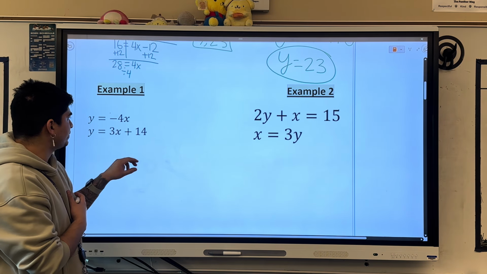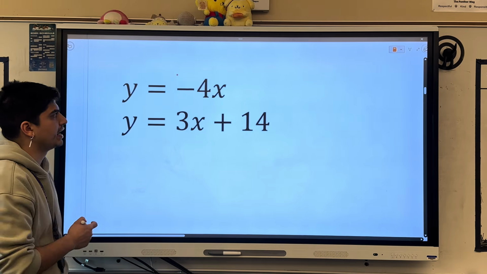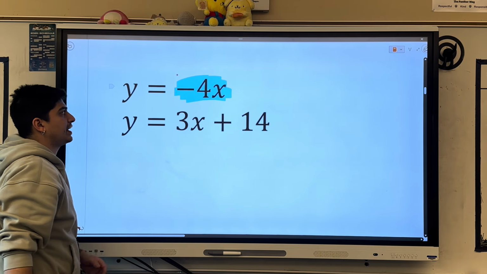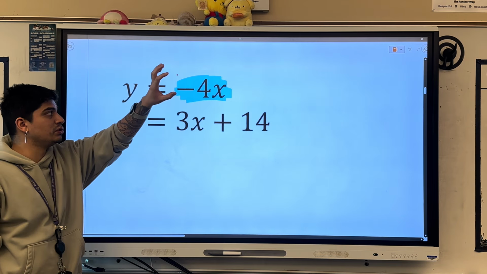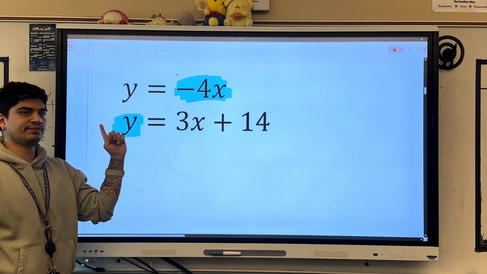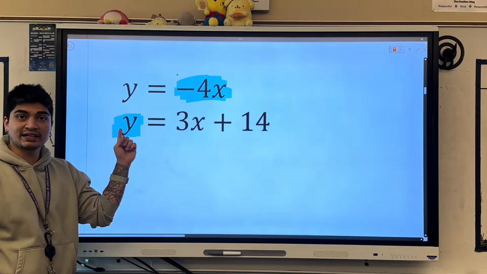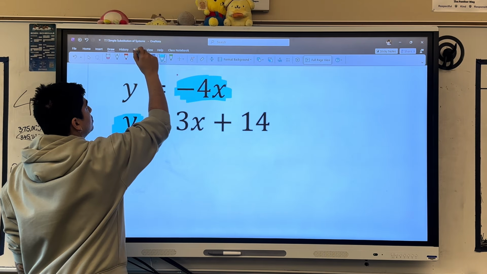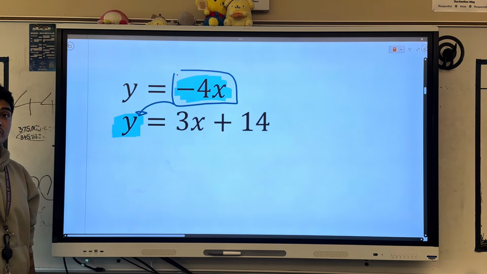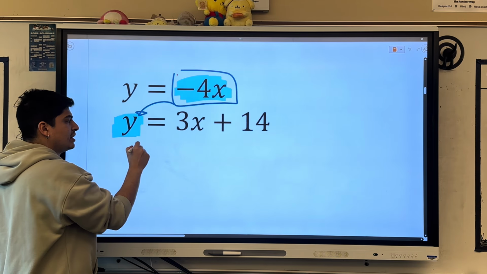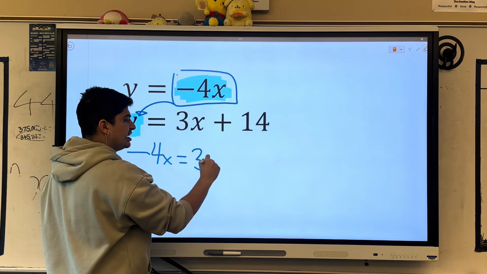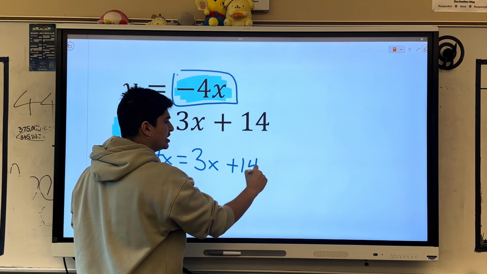So I'm going to do it again real quick. Let's do it for this problem right here, right? So yet again, I'm making a claim. This right here, what I'm highlighting, that's y, right? Y is equal to negative 4x. So that means this right here, it's not y. That is negative 4x. So I'm going to substitute this right into there. So I'm going to rewrite what I have. Negative 4x is equal to 3x plus 14.